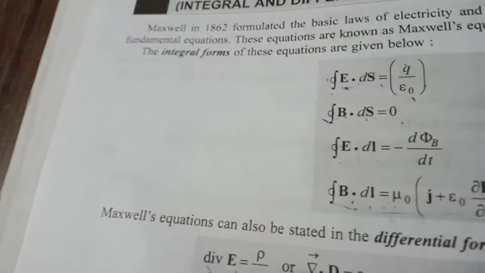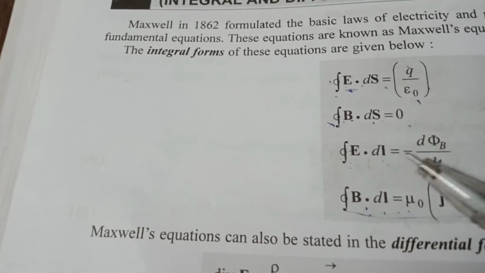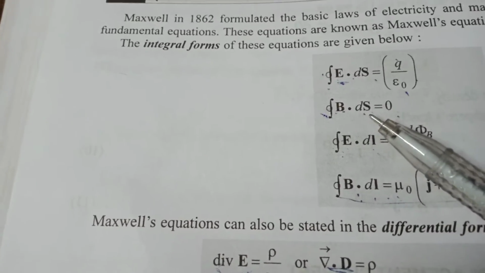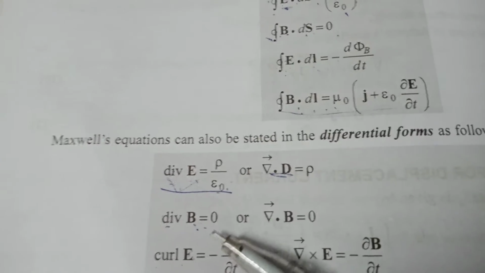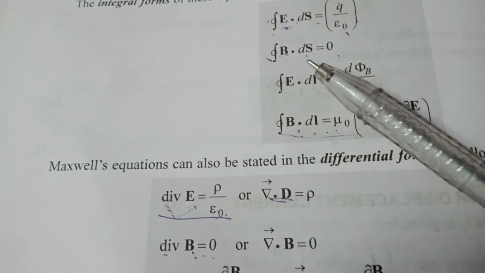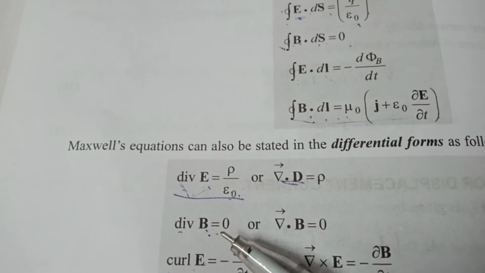Second equation, derivation. Integral B dot dS equal to 0 is the integral form, and the differential form is div B equal to 0. So from here we will derive the second Maxwell's equation.